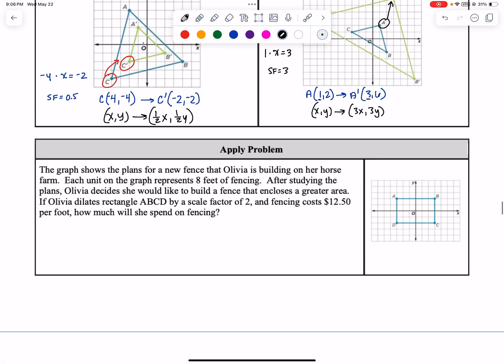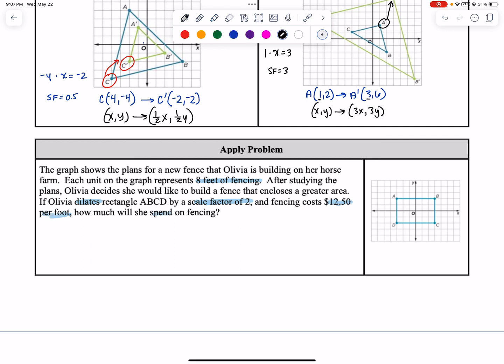Okay. All right, here's your apply problem, and that's it for today. Here's plans for a new fence that Olivia is building on her horse farm. Each unit on the graph represents 8 feet of fencing, so be aware of that. Okay, it does have like a little key there. After studying the plans, Olivia decides she would like to build a fence that encloses a greater area. She's going to dilate the rectangle. So here's some information. We're dilating the rectangle, scale factor of 2. And the fencing costs $12.50 per foot. How much will she spend?